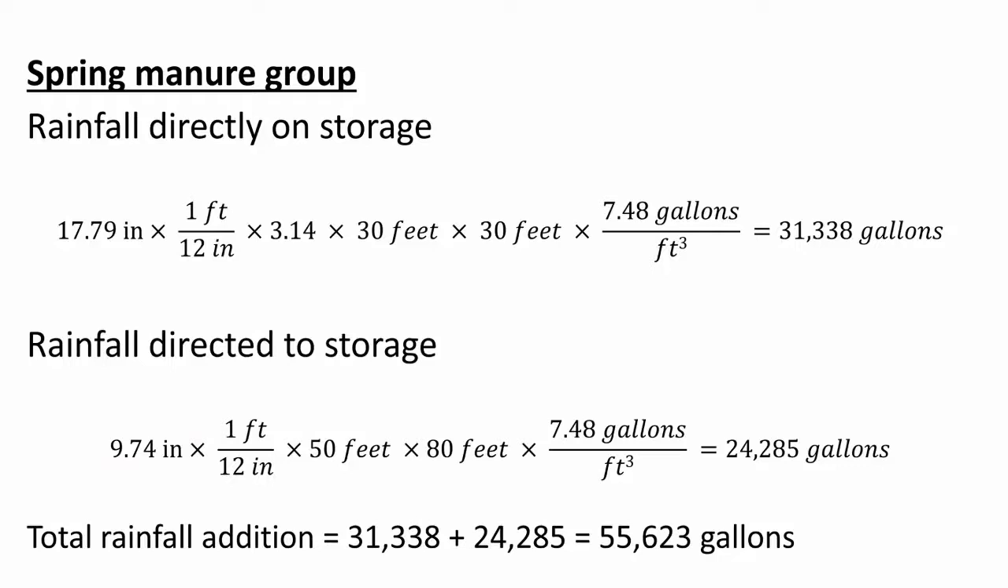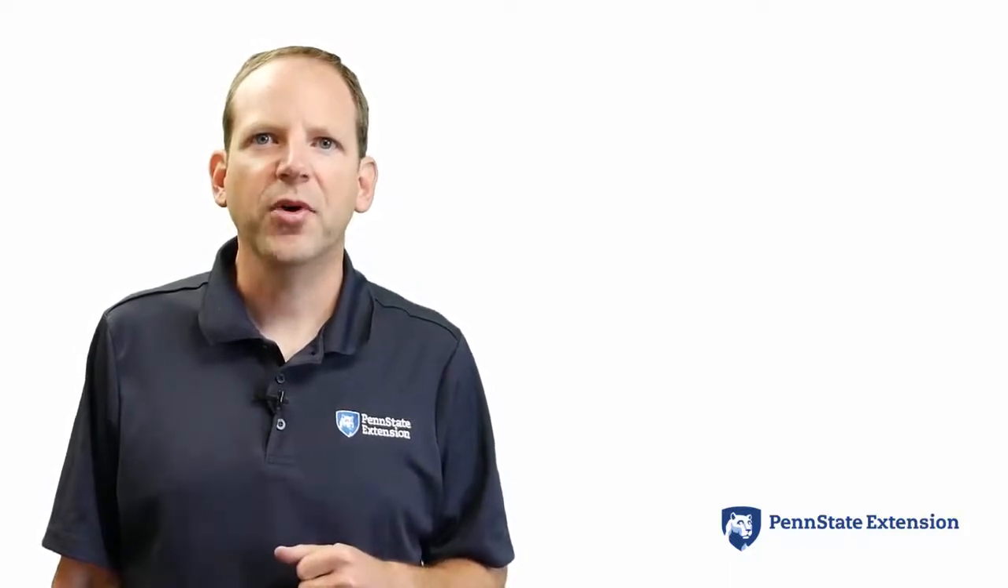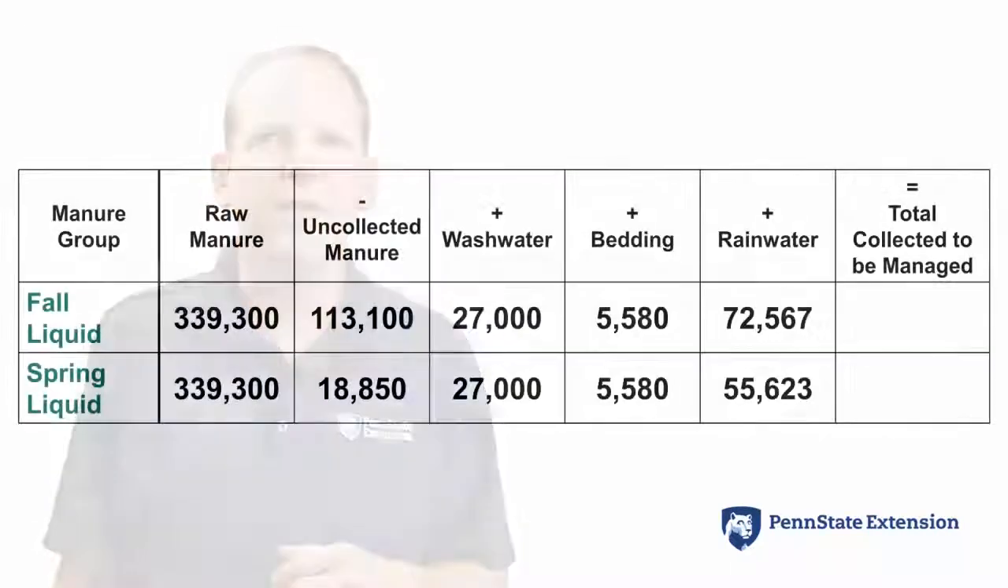Penciling out the calculations, we get 31,338 gallons of rainfall directly on the structure and 24,285 gallons of rainfall directed to the structure, for a total of 55,623 gallons of rainfall added to the spring manure group. The rainfall addition is the last number we needed to calculate our total estimated manure accumulation. Let's add the rainfall numbers for the fall and spring manure groups to the table we've been compiling.